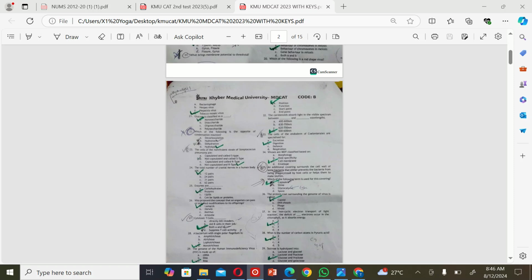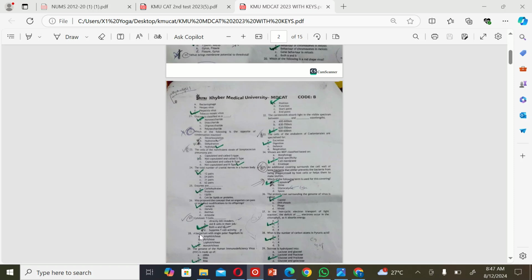The next MCQ is: who proposed the concept that an organism can pass an acquired modification to its offspring? A. Lamarck, B. Darwin, C. Malthus, and D. Aristotle. So the correct option is A, Lamarck. The next MCQ is: cytotoxic T cells A. directly kill invaders, B. aid B cells in their job, C. both A and B, and D. suppress the T cell activity. So the correct option is B.